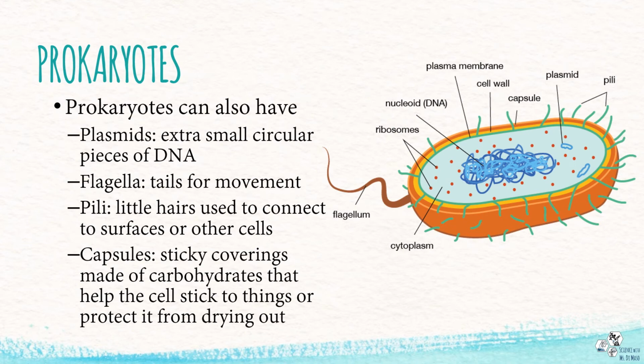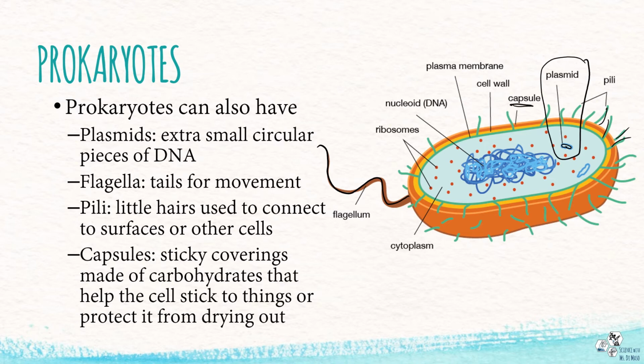Now, some extra little things that you may see inside a prokaryotic cell. You may see these plasmids. They're tiny little pieces of circular DNA that they got from other areas or from other cells even. And this just will help them become more adaptable to their environment. You may see them with these little tails that we call flagella. That's how they move. You may even see these little hairs called pili on them. Those help the bacteria stick to each other and to other surfaces.